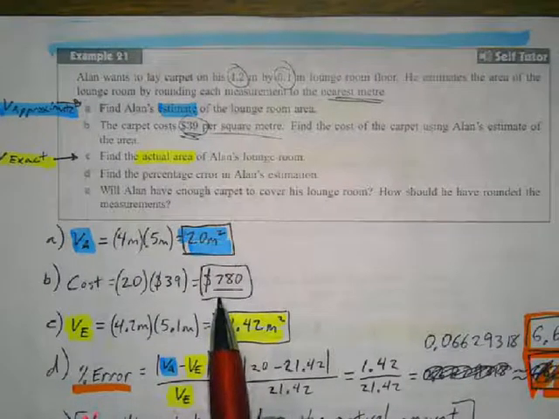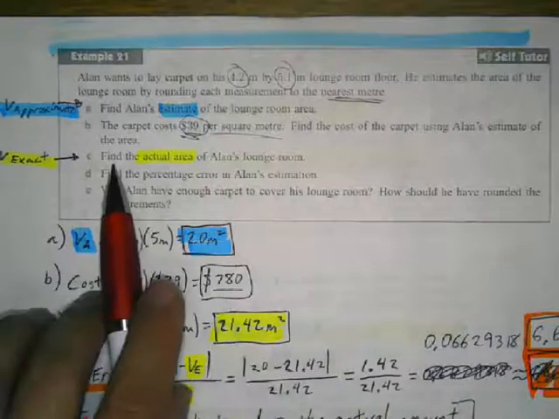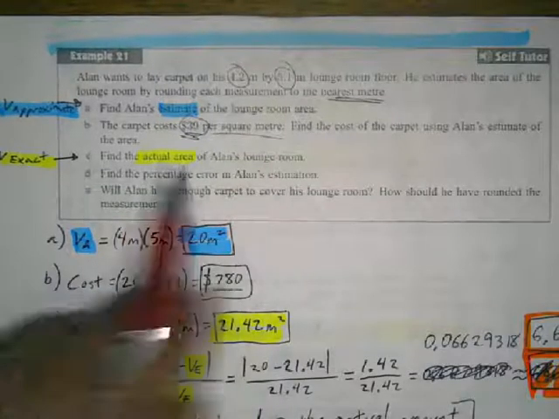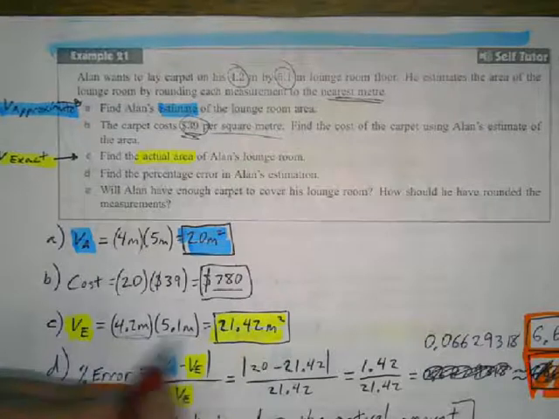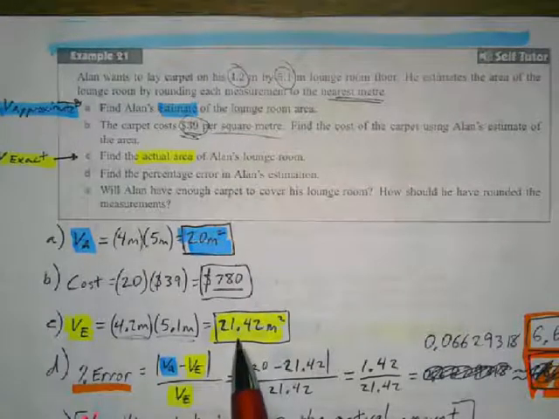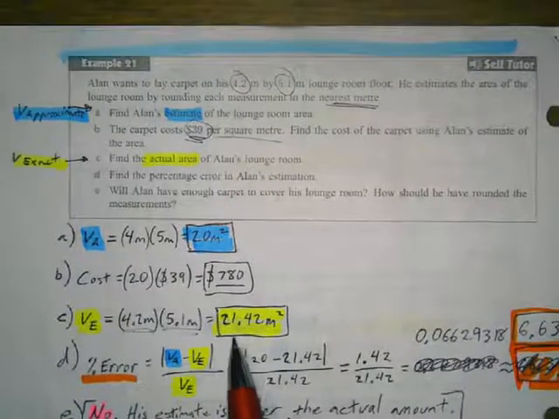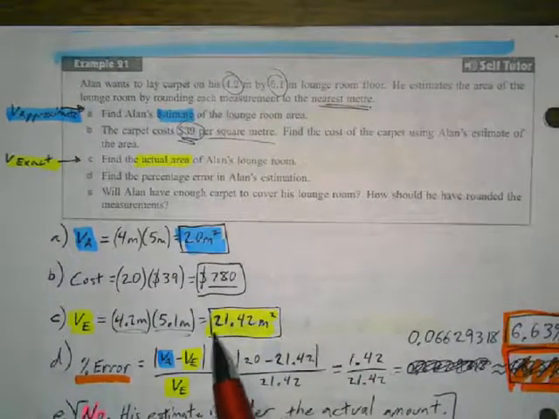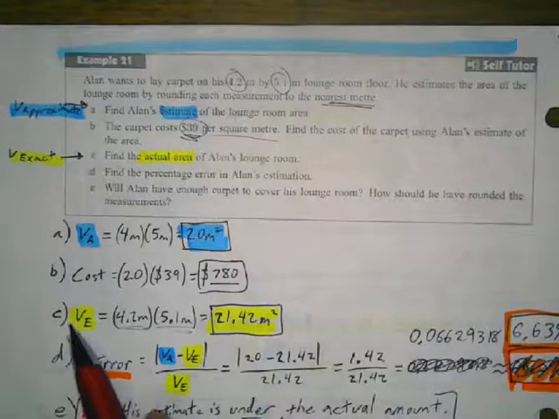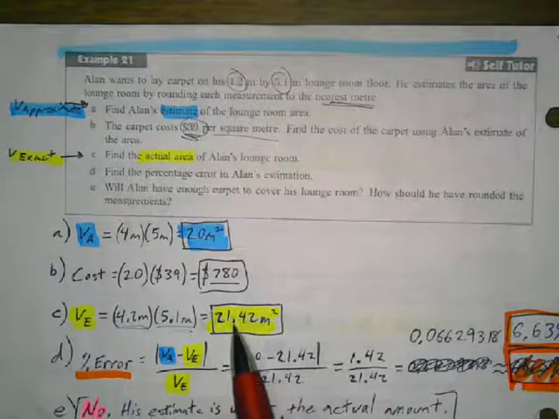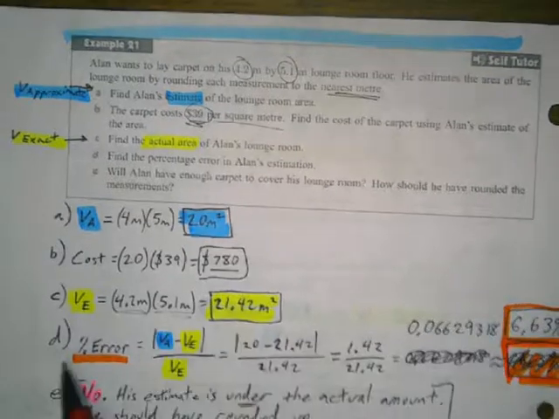Now the next question says find the exact value of Alan's room. I'm going to use 4.2 times 5.1, and this is my exact value. You can't do any rounding. I saw a couple students that wrote 21.4. If you're using an actual value, you can't be rounding. Question D.